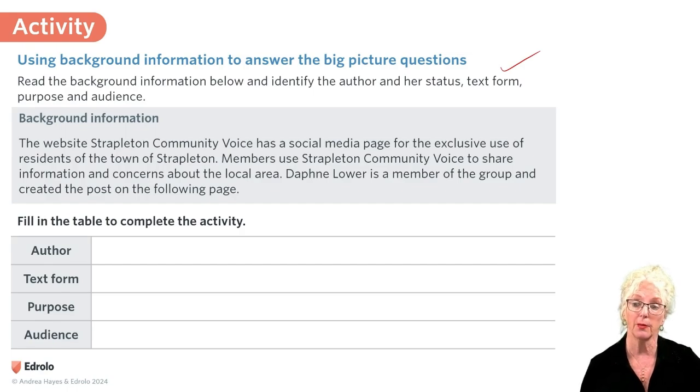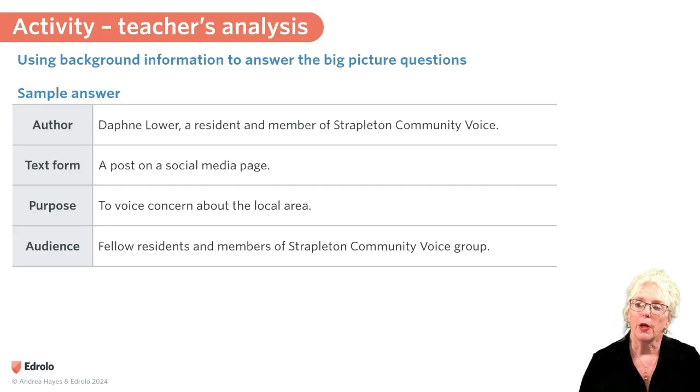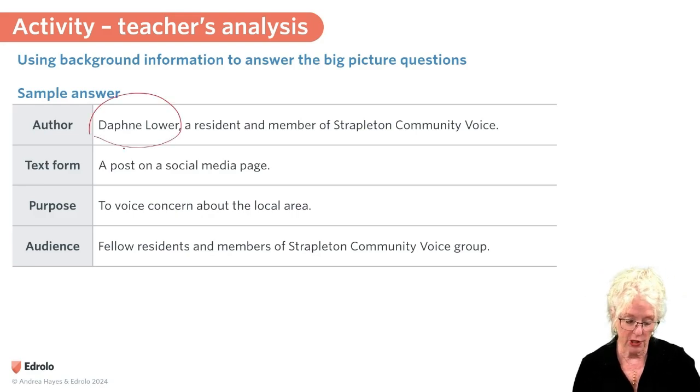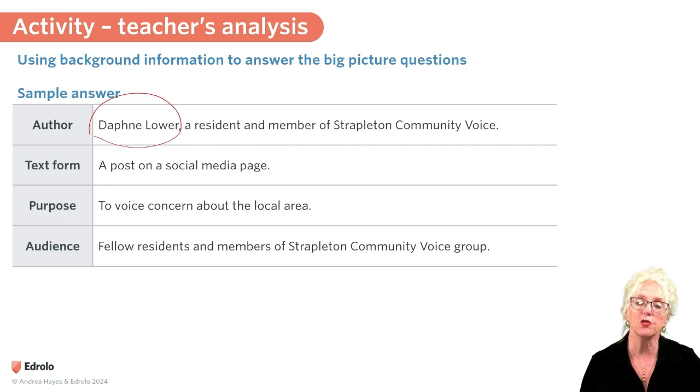See if you can complete this table. So when you read the background information, did you find these following answers to some of the big picture questions? The author, Daphne Lower, was a resident and a member of Strappleton Community Voice. The text form was a post on a social media page. The purpose was to voice concern about the local area, and her audience was fellow residents and members of the Strappleton Community Voice Group.